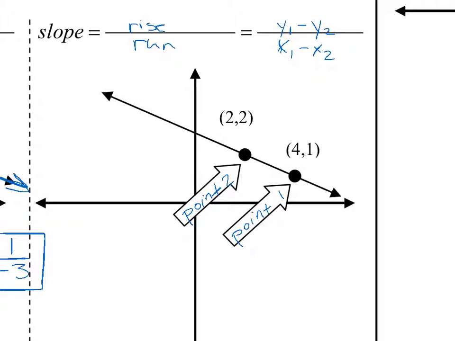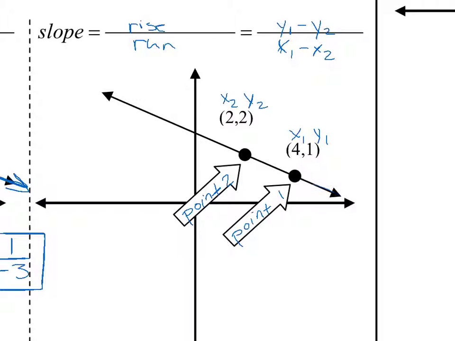This is point 1 over here. This is my x for point 1. I'm going to call it x sub 1. This is my y for point 1, so I'm going to call it y sub 1. I've labeled this one as point 2. I'm going to call this x sub 2, and it's y sub 2. Now all I have to do is plug in.